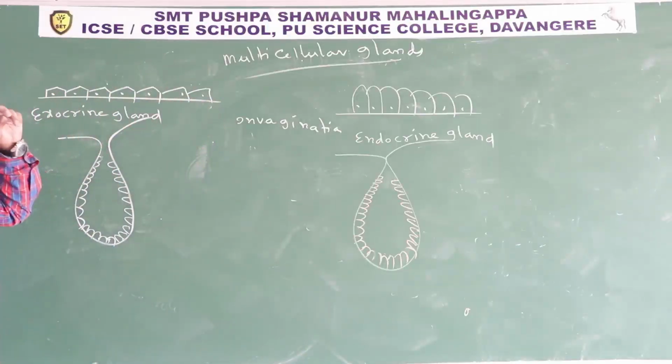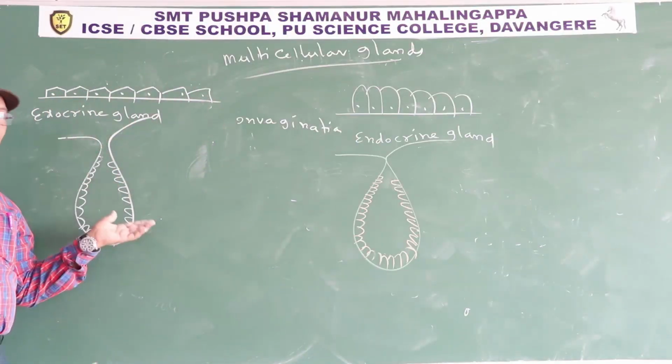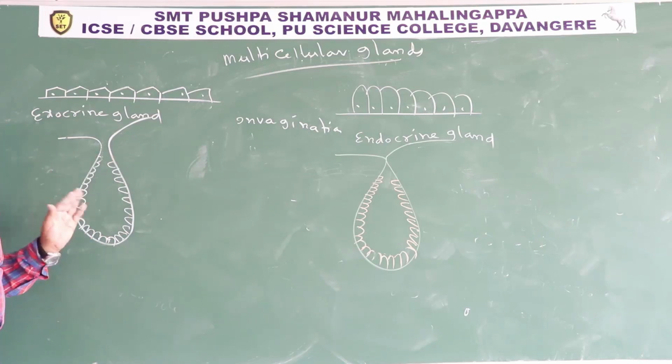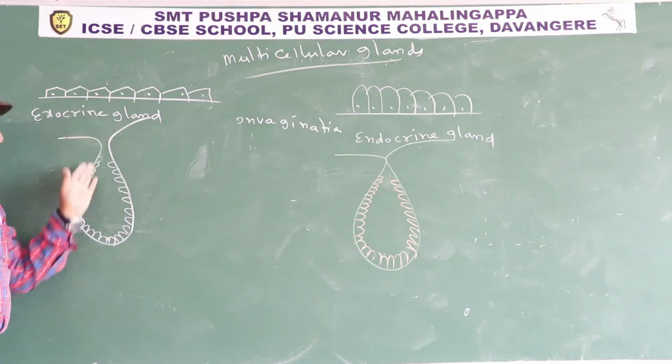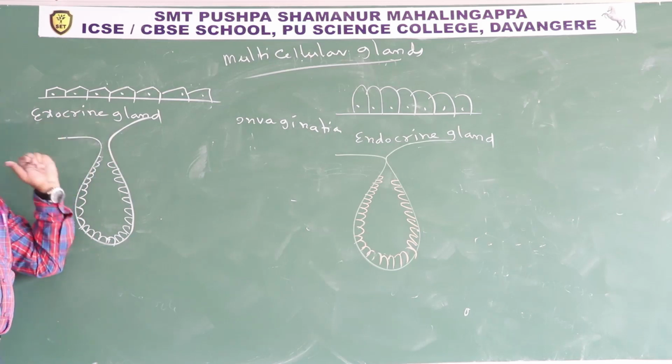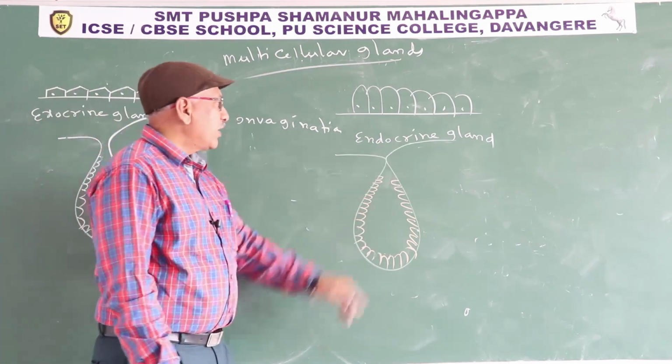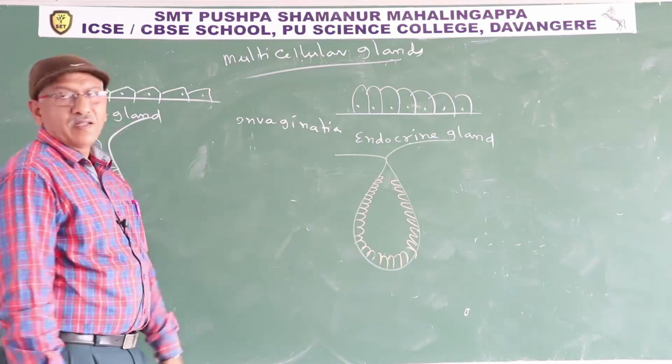So here is a possible question: distinguish between exocrine gland and endocrine gland. The multicellular gland with duct is an exocrine gland. The multicellular gland without duct is an endocrine gland.